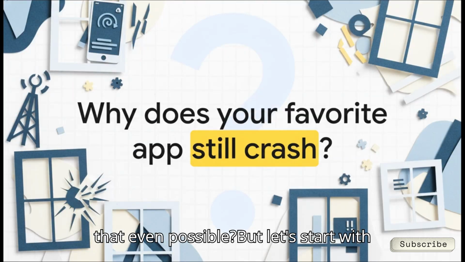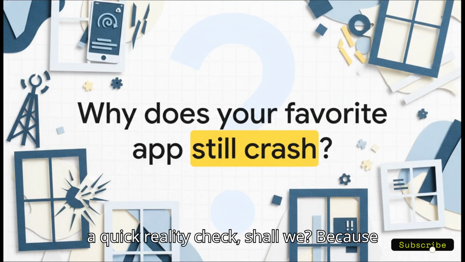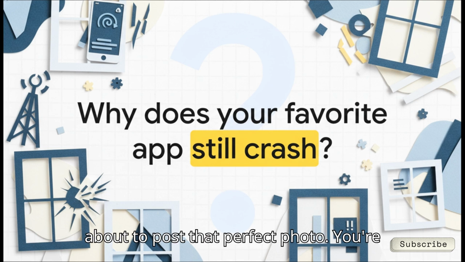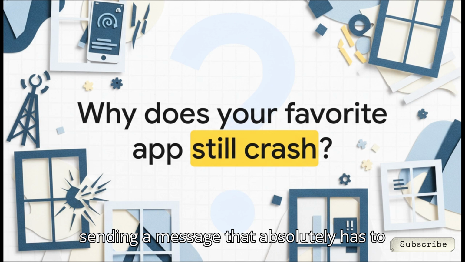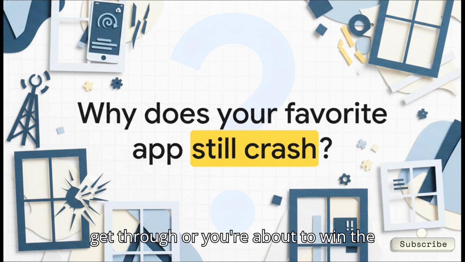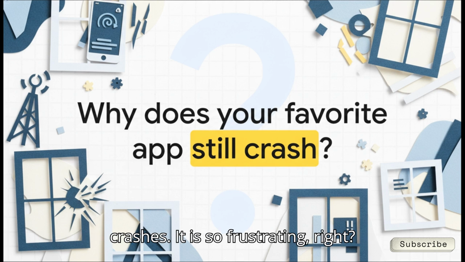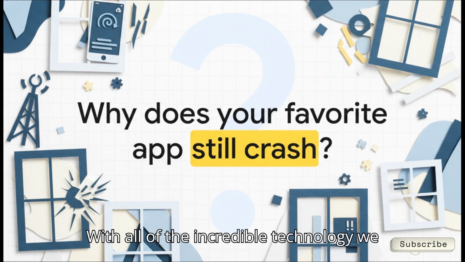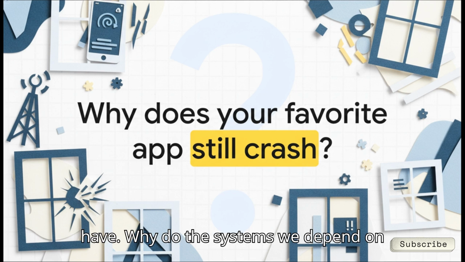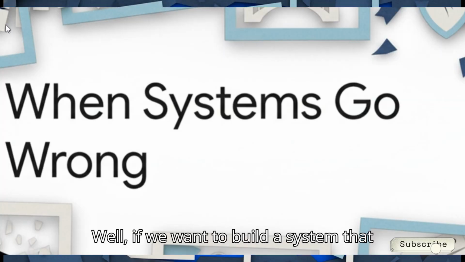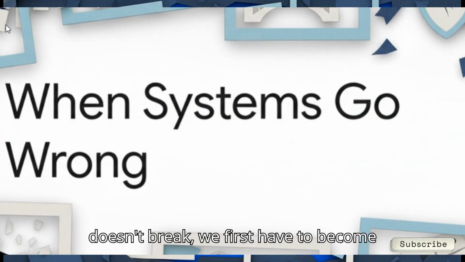But let's start with a quick reality check, shall we? Because we have all been there. You are just about to post that perfect photo, you're sending a message that absolutely has to get through, or you're about to win the game, and then, boom, it freezes. The app crashes. It is so frustrating, right? With all of the incredible technology we have, why do the systems we depend on every single day still feel so brittle?